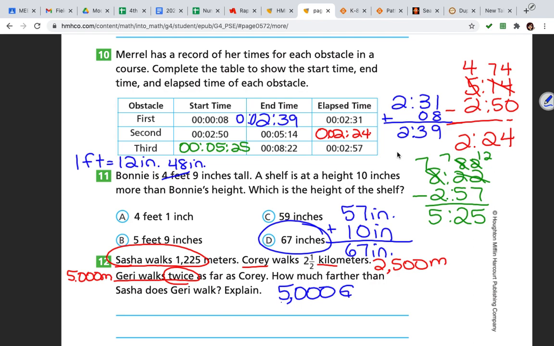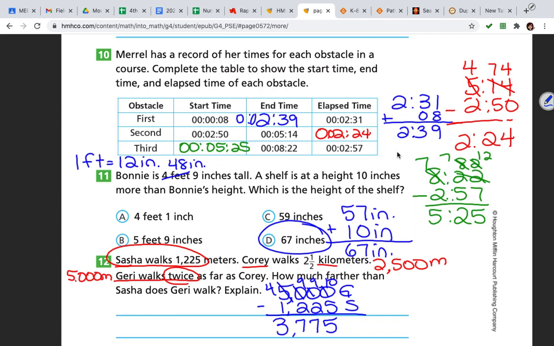Well, Gary walks 5,000. So 5,000 for Gary. Sasha only does 1,225. So that's Sasha's. And let's solve. How many meters? Borrow, that's going to be 4, 9, 10. 10 take away 5 is 5. 9 take away 2 is 7. 9 take away 2 is 7. 4 take away 1 is 3.